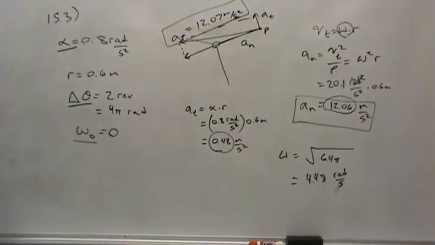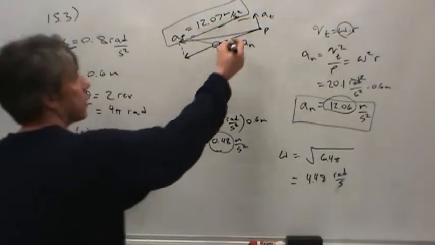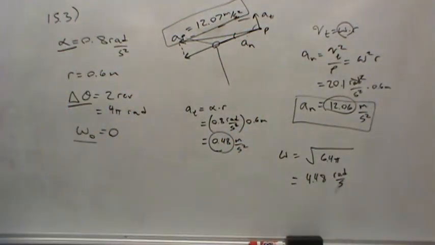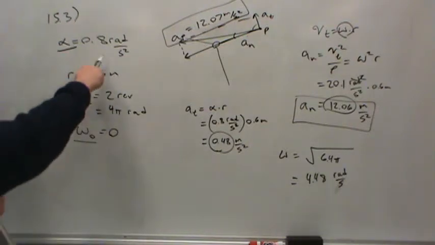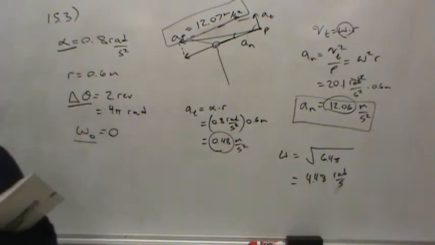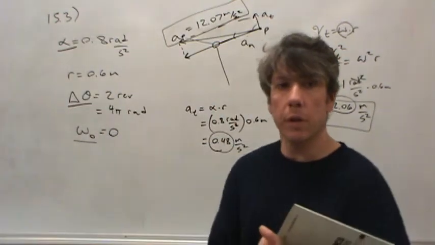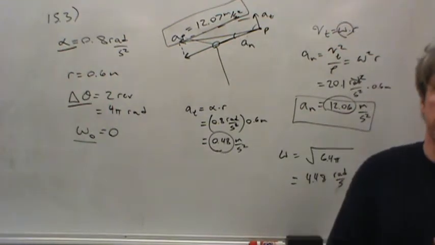If you wanted, you could figure out the angle here or here, whichever one you want, so that you know the direction of that vector. That's the acceleration of point P at 4 pi radians. At 4 pi radians, good point. In the next instant, if this keeps accelerating, it'll be even higher. In fact, which would go higher? The normal or the tangential acceleration? Or would they both change?